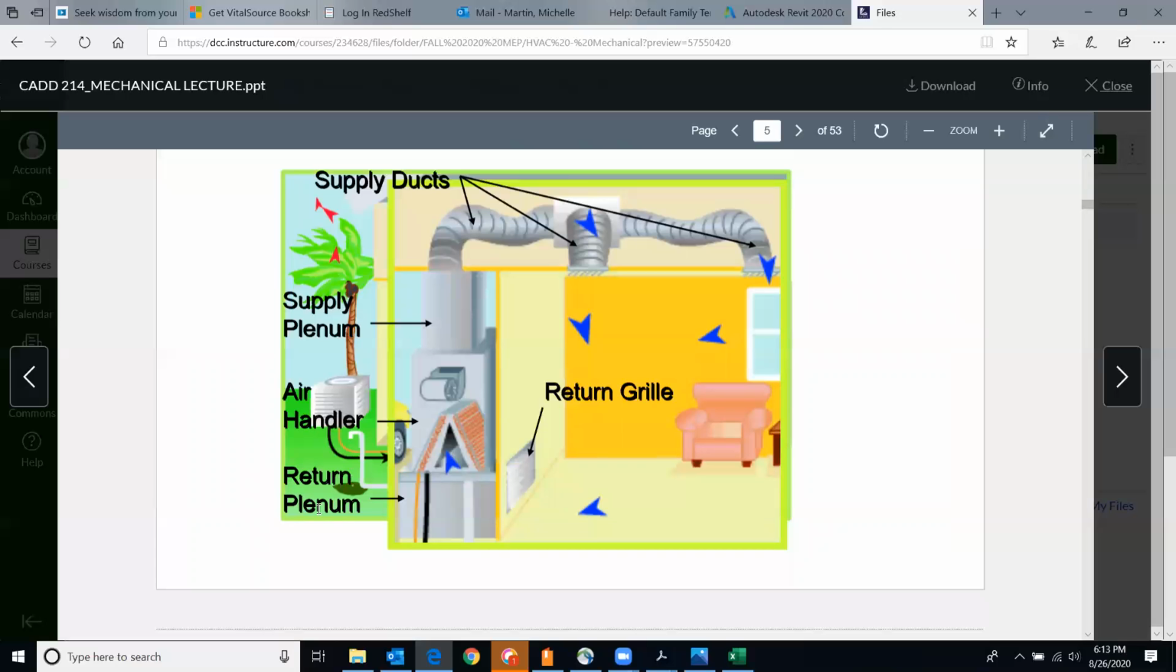You'll see this used a lot, plenum. This is basically just a space. This is the space where that return air goes. So it's the return plenum. And then the supply plenum is just that space above the air conditioner where that supply air will be forced through the ducts.